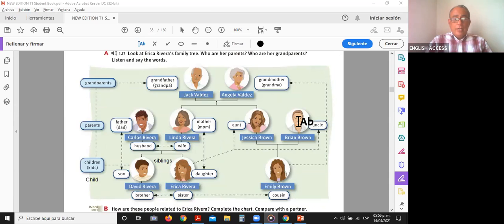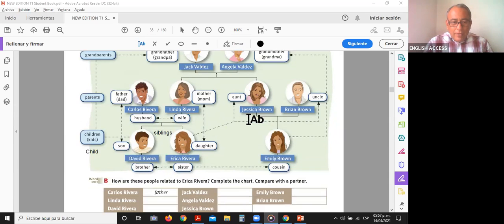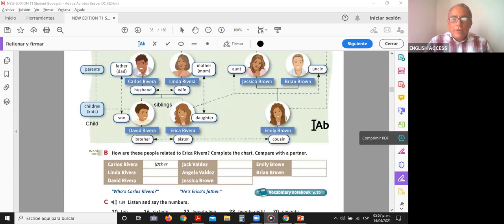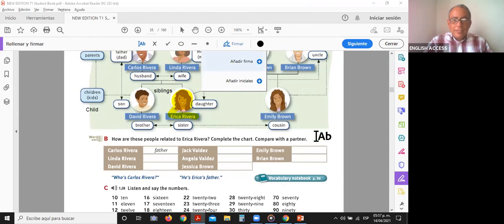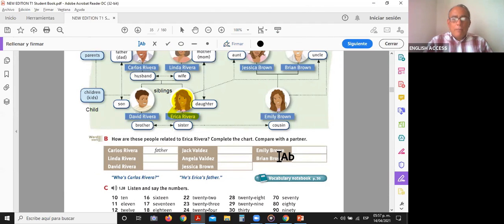Let's continue here. Take a look at the family tree, and now we are going to find out the relationship to Erika Rivera. This lady here is Erika Rivera. Right here. This is Erika. We need to find out the relationship with the other people. Take a look at the chart right here. It says, how are these people related to Erika Rivera? Complete the chart and compare with a partner.